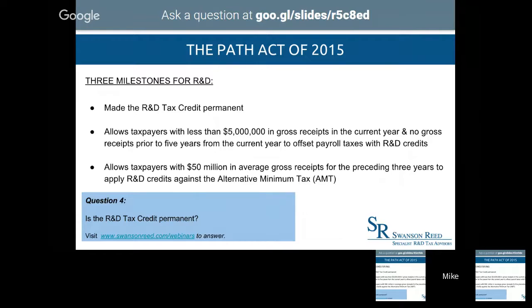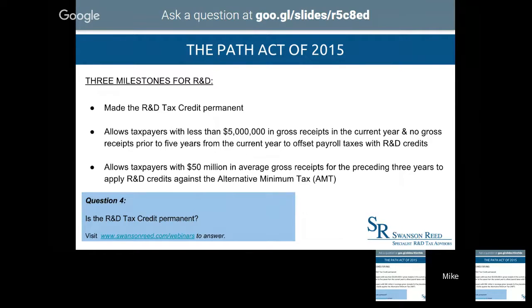The second bullet describes a certain category of people, less than $5 million gross receipts, and so on. You can read it on the slide. But this group of people gets to offset their payroll taxes with R&D credits, and that's subparagraph C of section 121. We'll talk about that in more detail because that gets a little more involved on the next several slides.